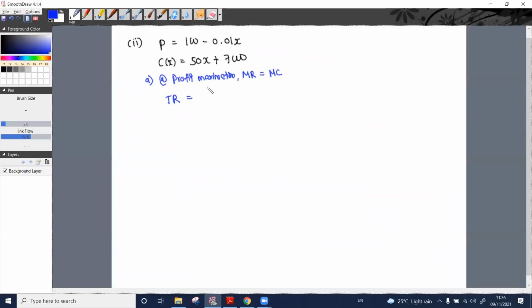So this needs to be multiplied by x. 100 minus 0.01x needs to be multiplied by x. Therefore, the total revenue function is what? 100x minus 0.01x squared. At profit maximization, marginal revenue equals marginal cost. So once we differentiate the total revenue function, we can take marginal revenue.